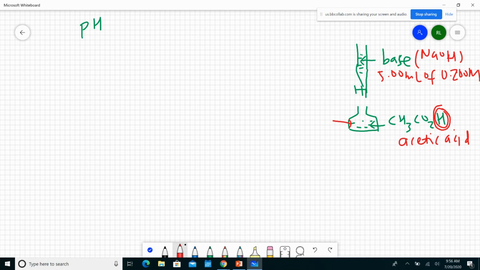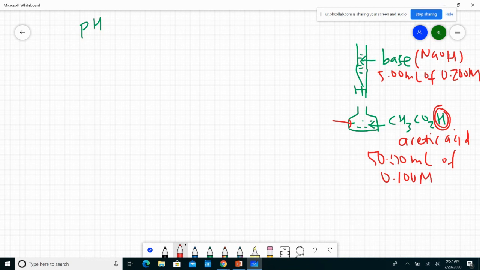All right, so now, my end goal. So let's say I put this 5 mL of 0.20 molar base, sodium hydroxide, in this solution of acetic acid, where I have 50 mL of 0.100 molar concentration of acetic acid.